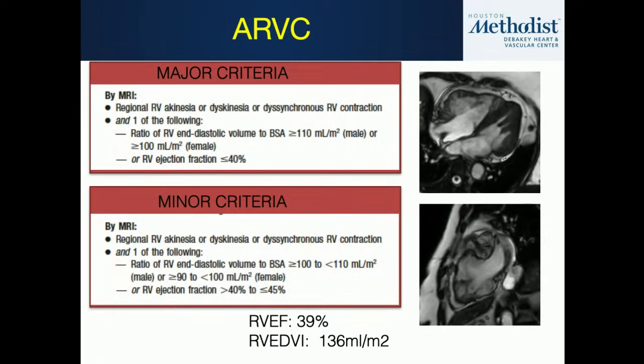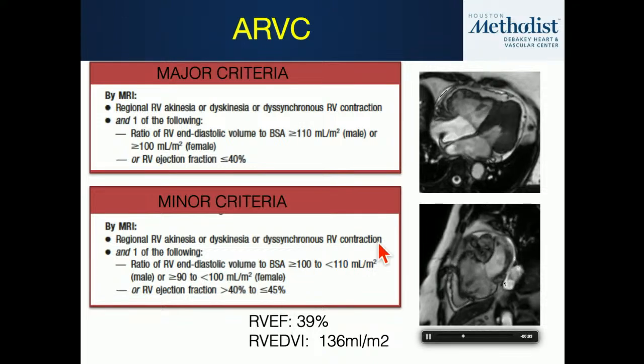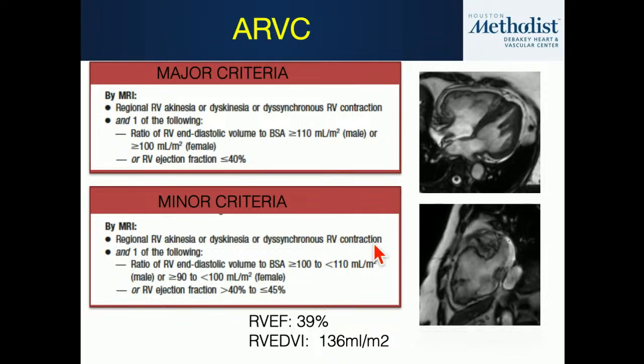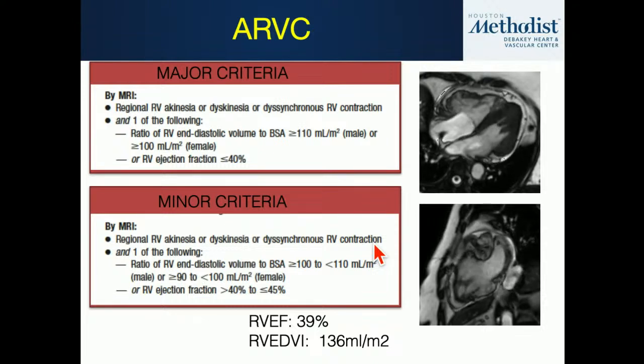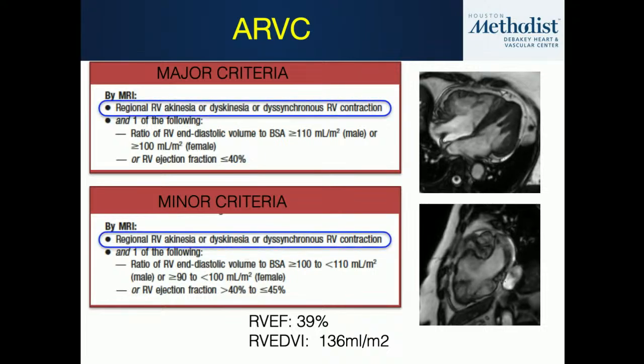Let's move on to another cardiomyopathy in the interest of time, which is arrhythmogenic RV cardiomyopathy. You can see there are major and minor criteria, but really it starts first with some abnormality in motion. You have to have regional RV akinesis, dyskinesis, or dyssynchronous contraction. Once you have that, you look for evidence of RV dilatation or RV dysfunction. The specific numerical criteria are shown here, which you can pull up and read if you're interested. But recognize you have to have a wall motion abnormality first, and then you look for dilatation or dysfunction of the right ventricle that meets a certain threshold.